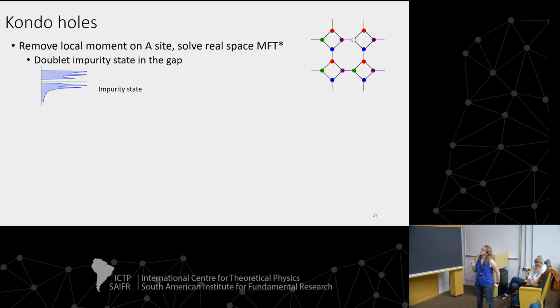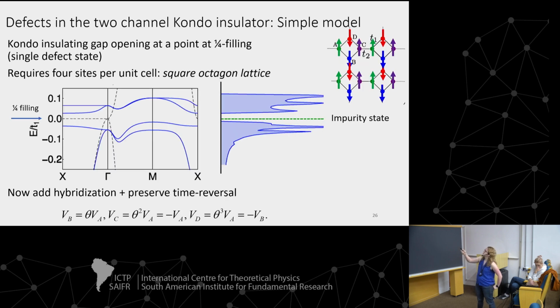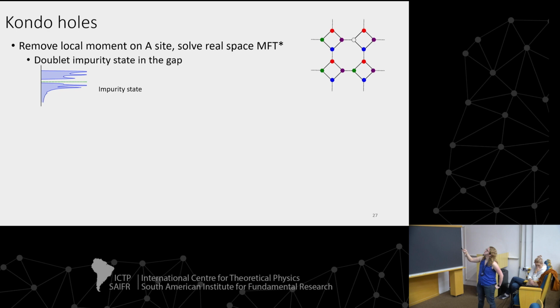Okay, so let's look at the simplest thing. Actually, let me go back here. Here I have spins everywhere. And here I'm going to remove a spin on one of my sites. So this is the Kondo hole. Then I'm going to solve the real space mean field theory. We did a very generic job, not looking at great detail, but you solve a real space mean field theory, and what you get is a doublet impurity state in the gap.